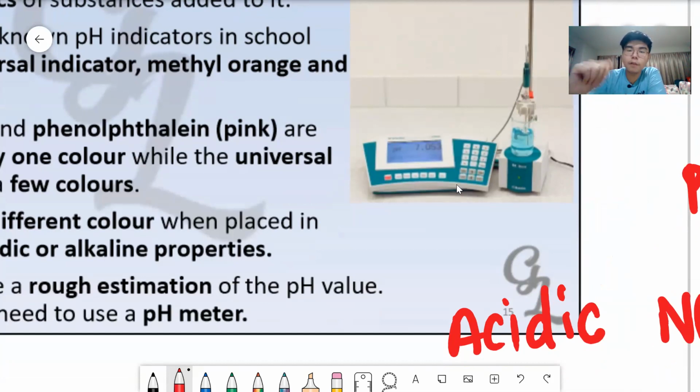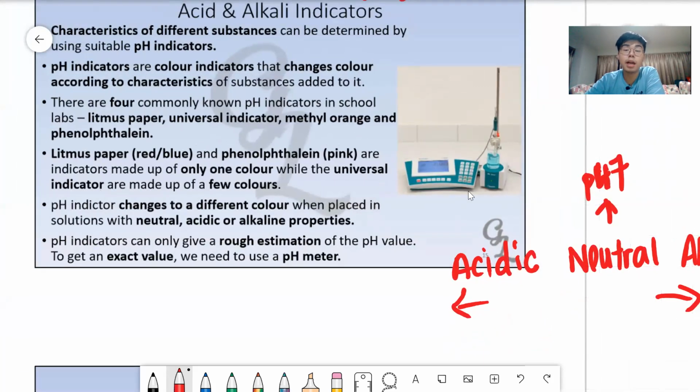Because 7.053 can be neutral. Okay, so 7 can be neutral. 7.053 can be neutral also. 7.01, 7.03 can be neutral. So we must know how much if you want to be very specific. All right, pH meter. That's your answer. All right, but this is just for you to know. I think I rarely see questions asking about this.